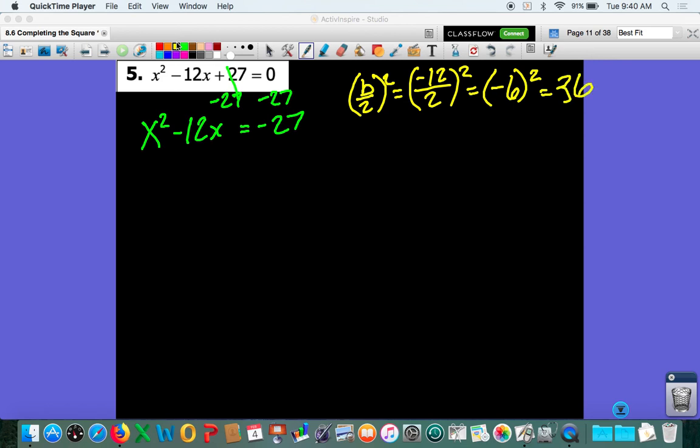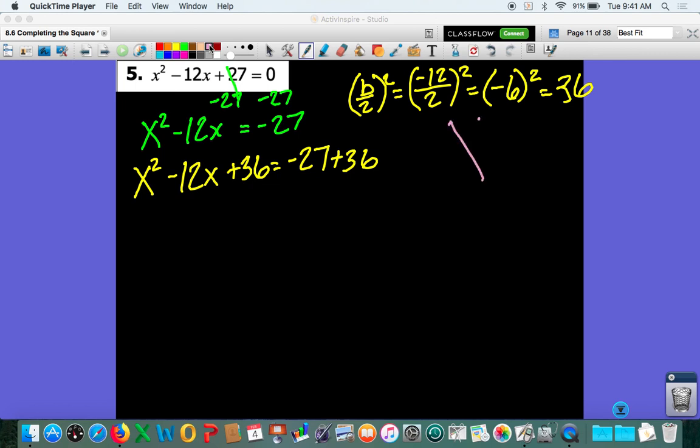So what do I do with 36? Well, I need to add that on both sides. So x squared minus 12x plus 36 equals negative 27 plus 36. The next step then says to factor my trinomial. So on the top of my x, I have 36. On the bottom, I have negative 12. Negative 6 and negative 6. So I can write that as x minus 6 squared equals positive 9.